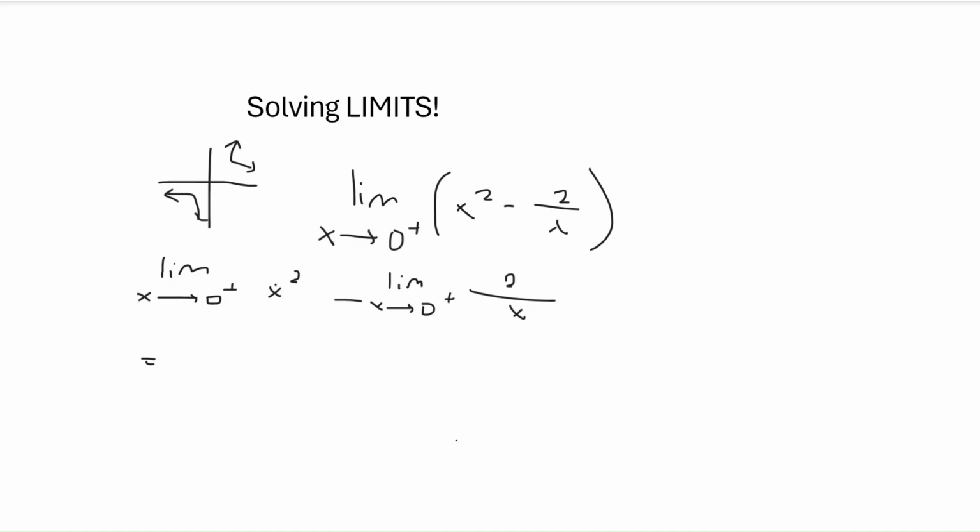So the x squared isn't a problem, right? 0 squared is just 0. There are no discontinuities there, but this is the one that's the problem, right? So minus the 2 over x, we already said that was going to be infinity from the right. So 0 minus a positive infinity is just going to be negative infinity. So the answer here is negative infinity.